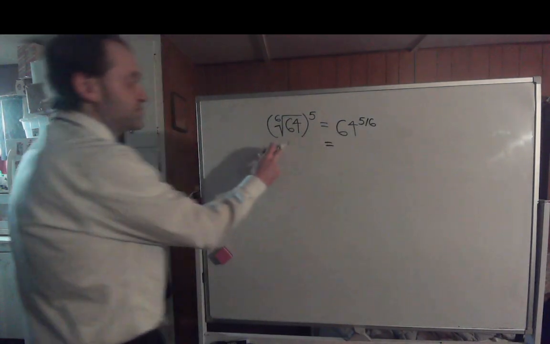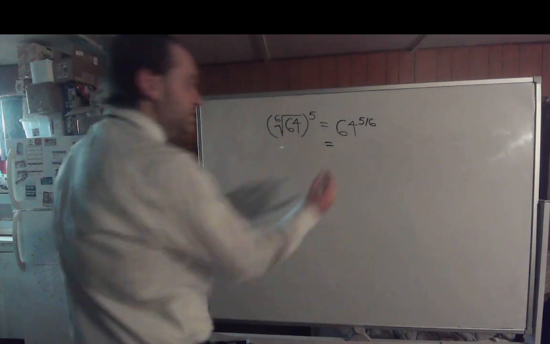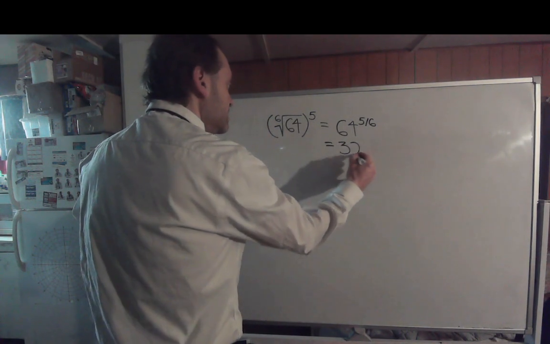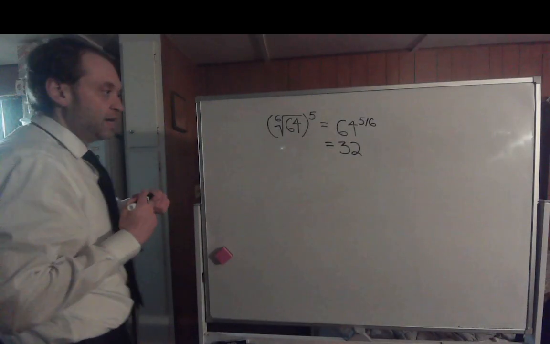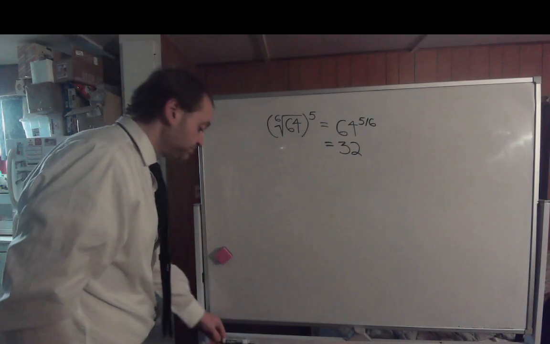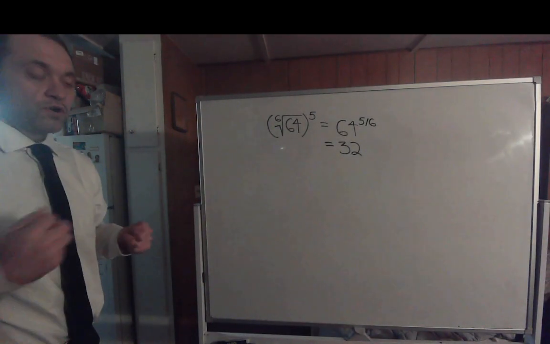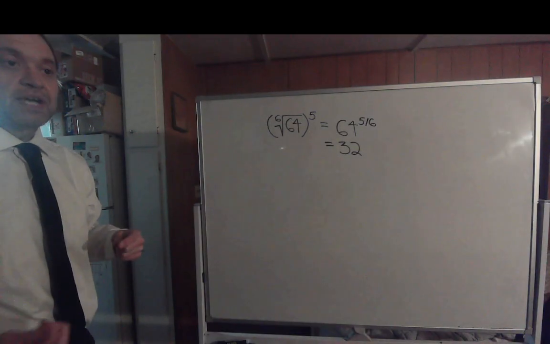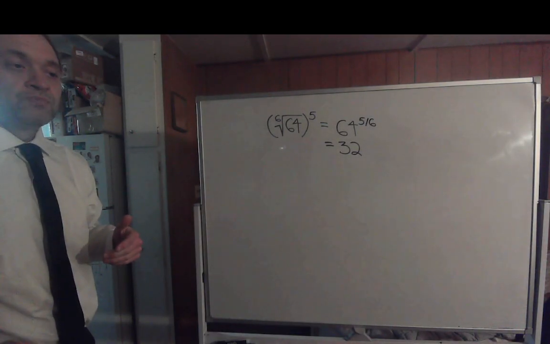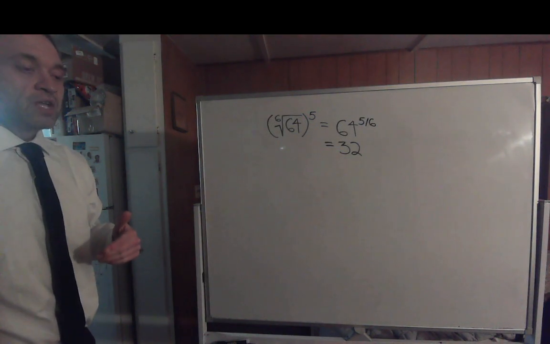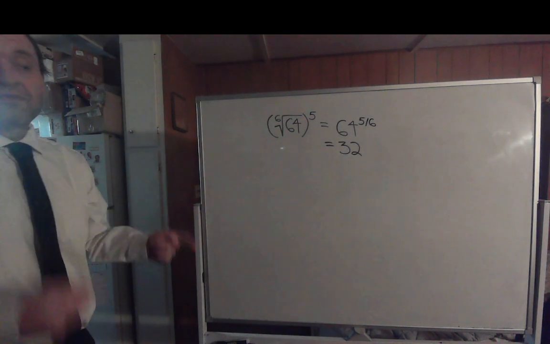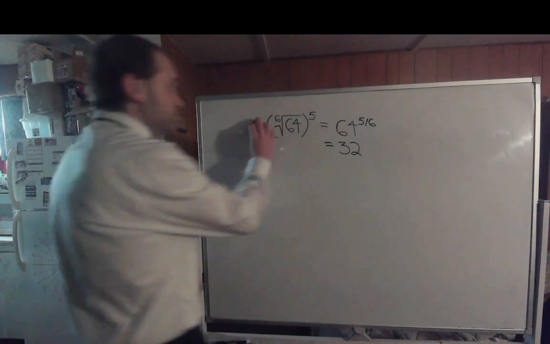Well, the 6th root of 64 is 2, raised to the 5th is 32. So 64 to the 5/6 power would end up being 32. So it's good to know how to work from converting from a number raised to a fractional power into a root problem, and then vice versa. It's good to know both of those, be familiar with both. So those are actually fairly easy if we're being honest.